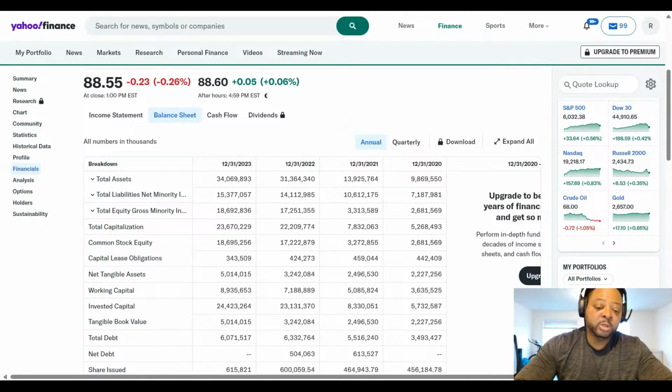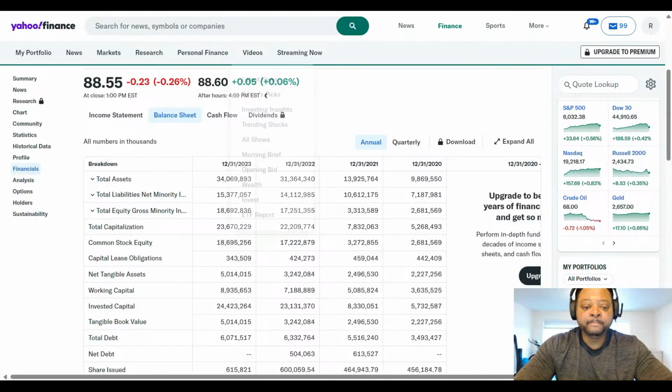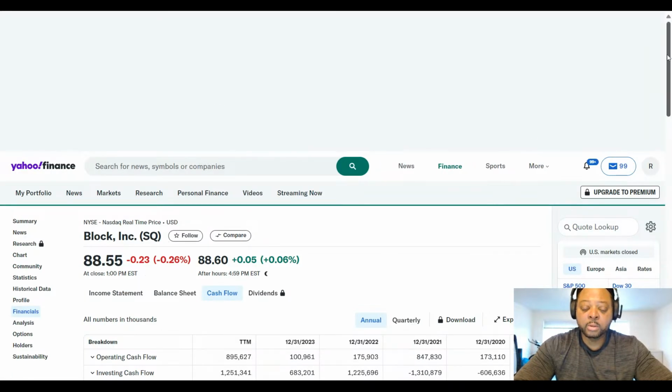Let's go to cash flow. Just because it says debt, that's just sometimes the company doesn't want to pay off the debt, but that doesn't necessarily mean a bad thing. It's just saying that that's how much debt they've got. So that debt is growing a little bit, nothing to be worried about. Let's go to the cash flow.